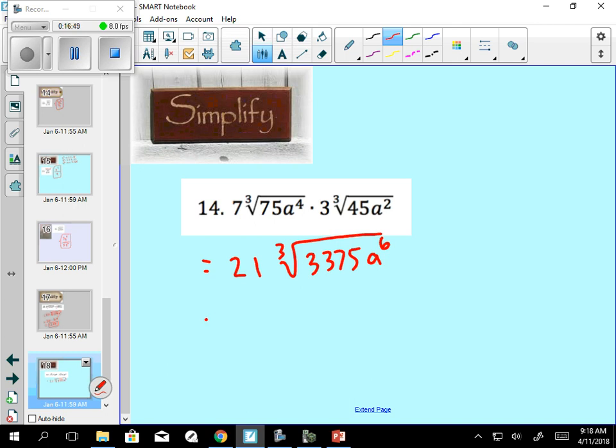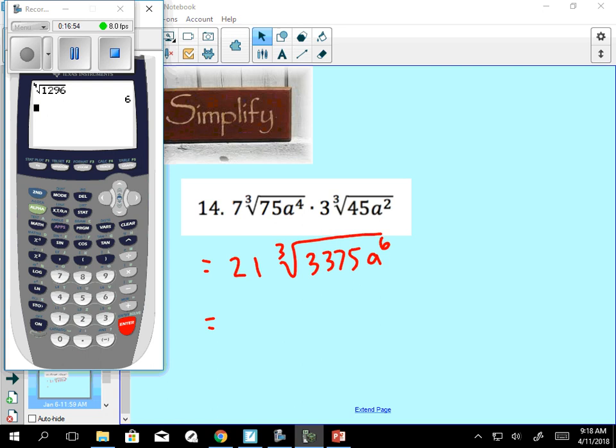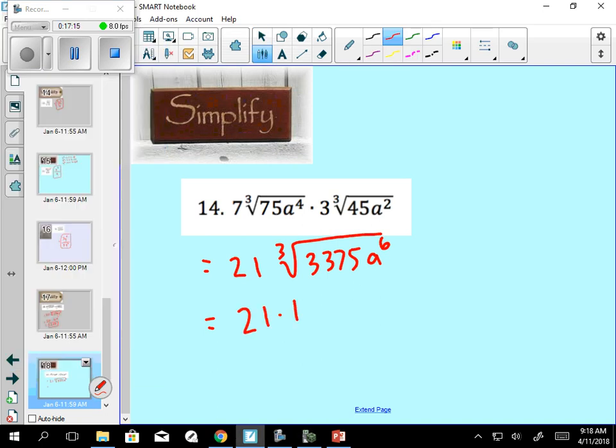Okay, so now doing this cubed root one, you can also do cubed roots again on the calculator. If you hit the math button, you can do the same thing we did with the fourth root. This one actually does have a cubed root button there, number 4. So if you type that in and then type the number, this comes out to be 15. And so that's 21 times 15.